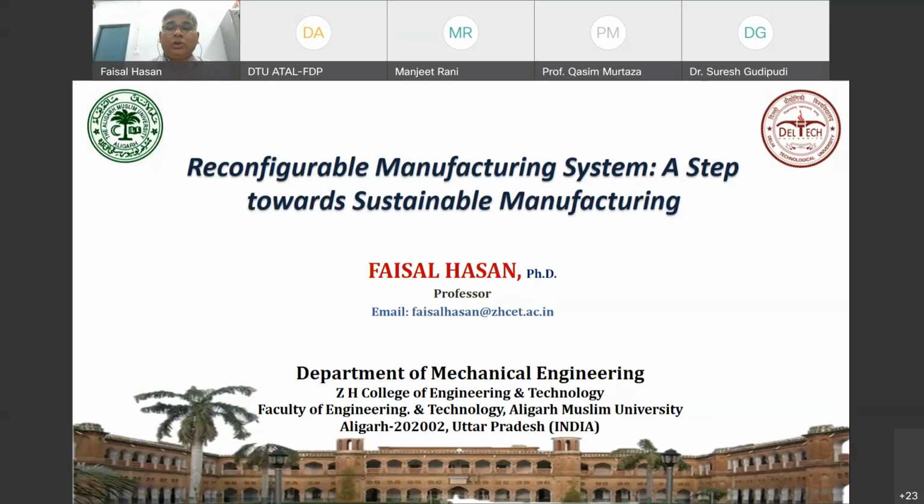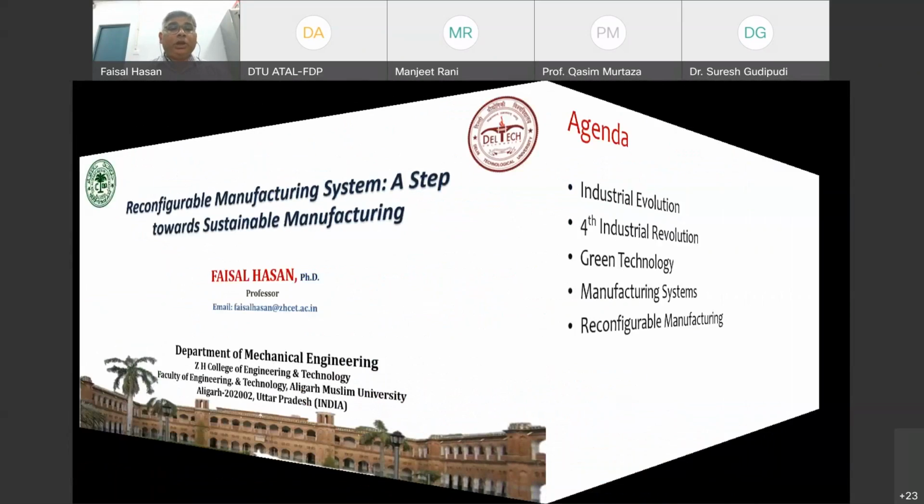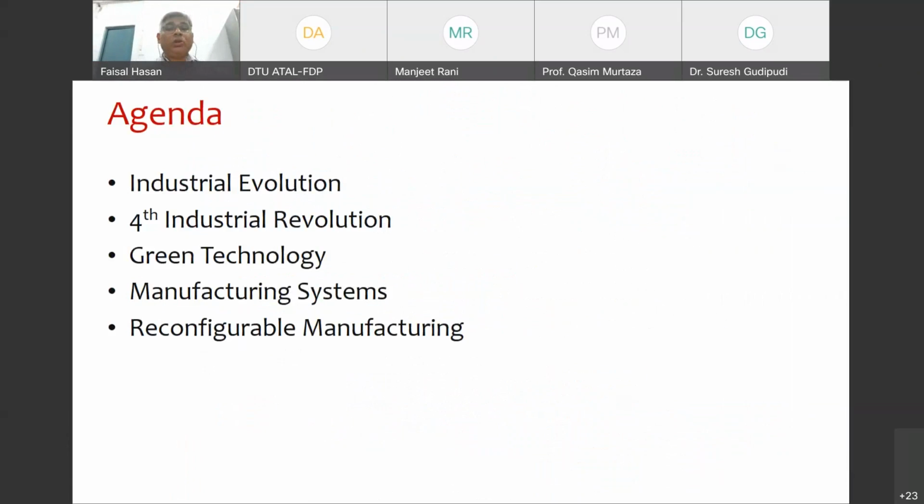So if you just see the agenda of my talk, I will be focusing first on giving you a brief introduction about the various industrial evolutions which have taken place in the past. And recently we are talking of the concept of Industry 4.0. What do we mean by it? And how come the manufacturing system is an important ingredient of this Industry 4.0?